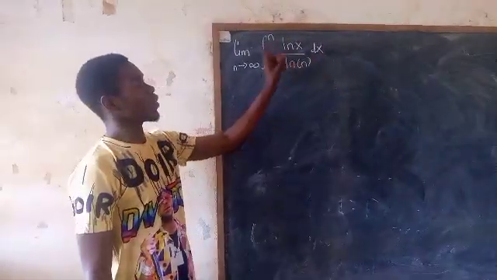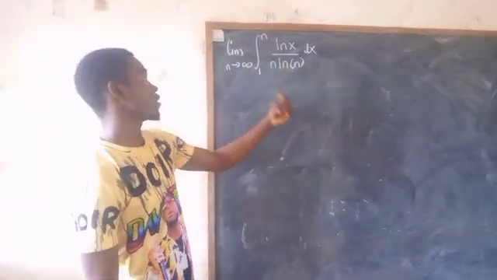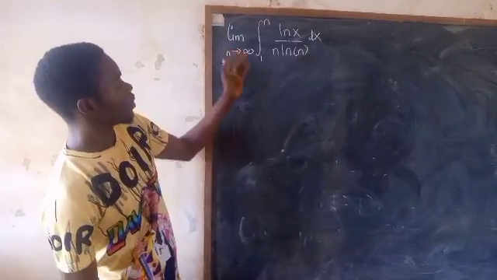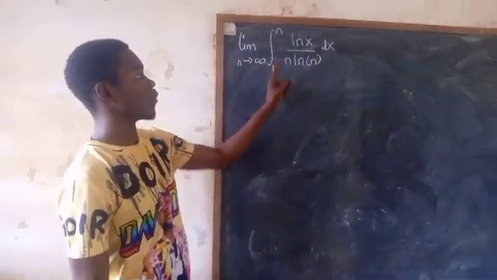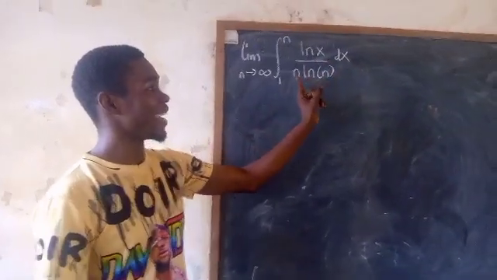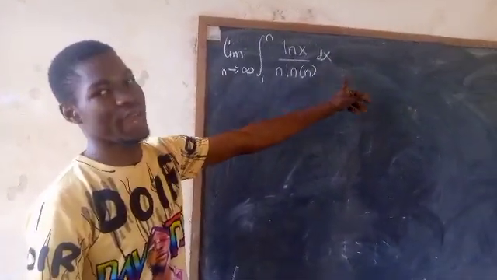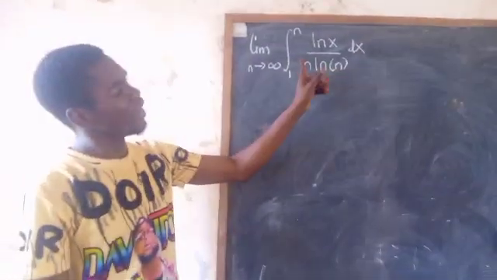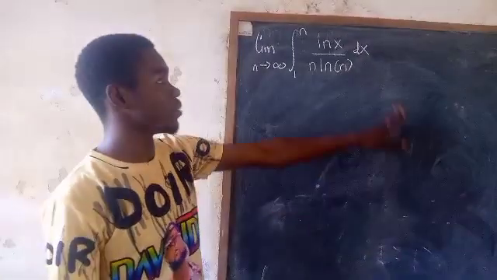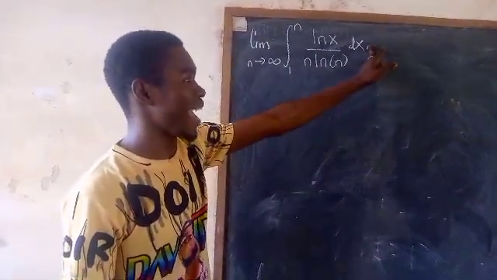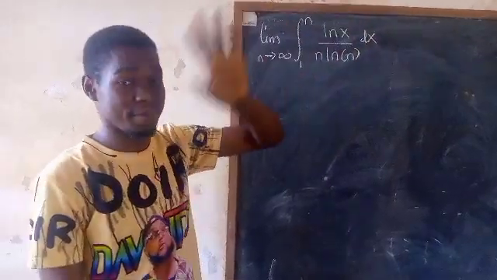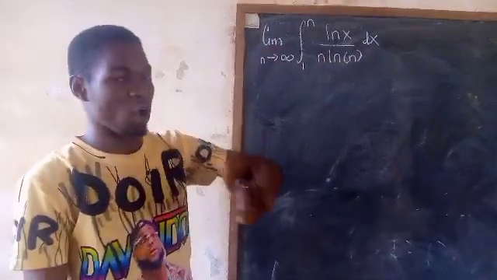Okay, guys, let's look at how we can find this definite integral, which is the limit as n goes to infinity of the integral from 1 to n of natural log of x over n natural log of n dx. So guys, as you can see, n in this case is a constant because we have to integrate with respect to x. So x is the variable, and n is a constant.